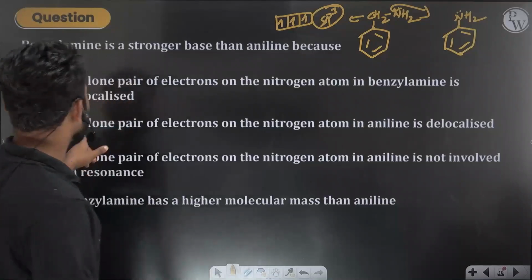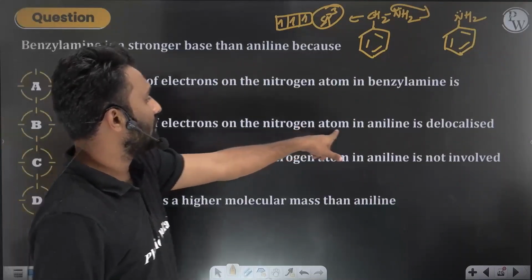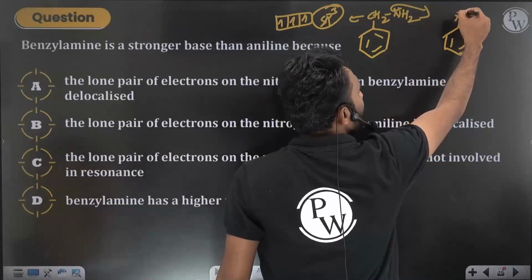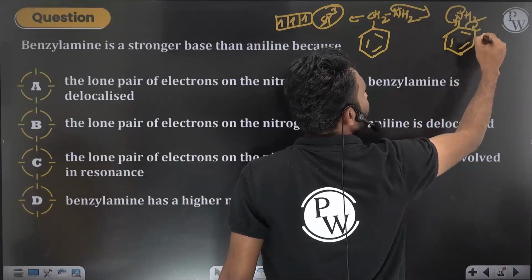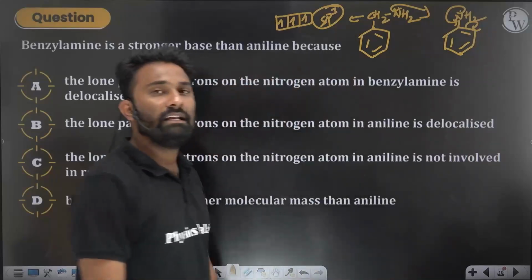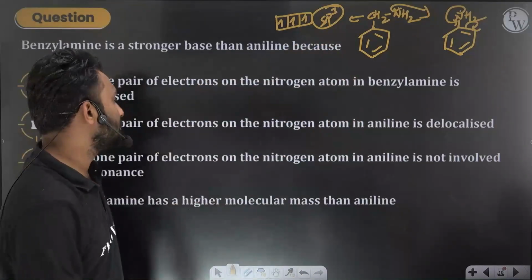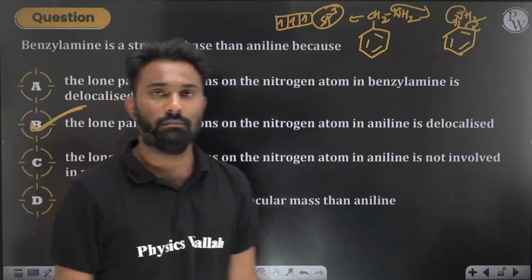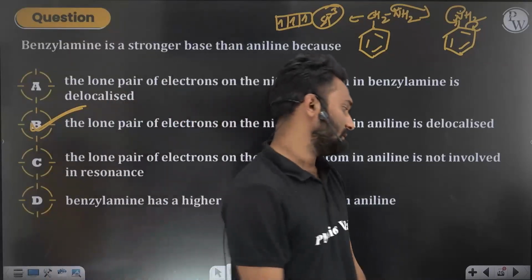Option 1: the lone pair of electrons on the nitrogen atom in aniline is delocalized. Yes, the lone pair of electrons of aniline on the nitrogen is delocalizing. Therefore option B is correct. Okay. Next.